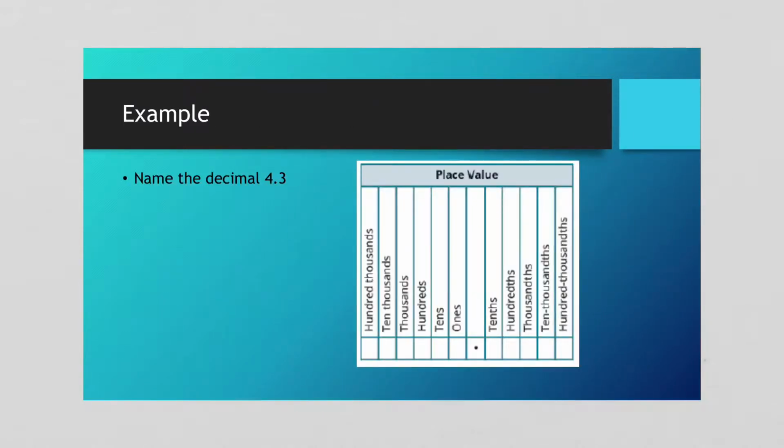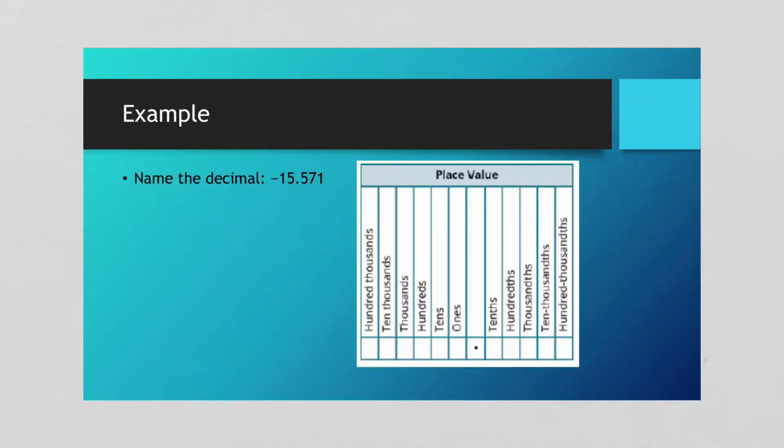Okay, so we're going to name the decimal 4.3. And in normal English language, 4.3 is a perfectly fine way to say it. But if you want to say it the proper way, you would put the 4 there, the decimal is in the middle, and then 3 goes right there. So how you say that, you don't say 4 ones, you just say 4. So you would say 4 and 3 tenths. That is the proper way to say this.